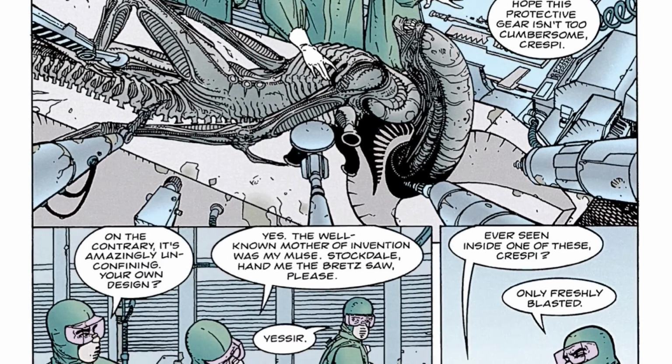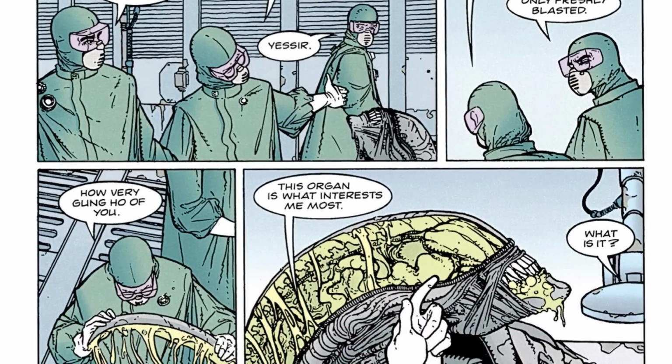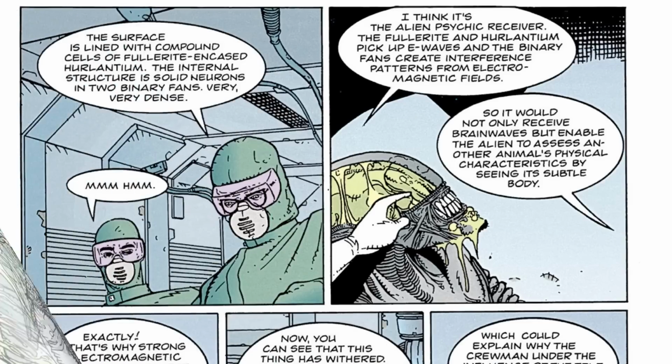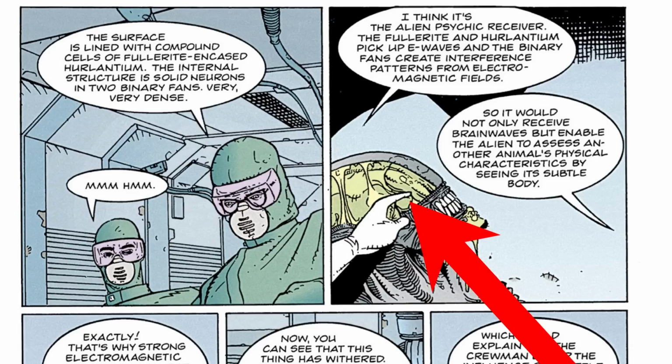After removing the dome from the head, he would point to an organ near the temple of the skull behind the faceplate, saying that it interested him the most. The surface is lined with compound cells of fullerite-encased herlantium. The internal structure is solid neurons and 2 binary fans, very, very dense. And he thinks that this is the alien psychic receiver.